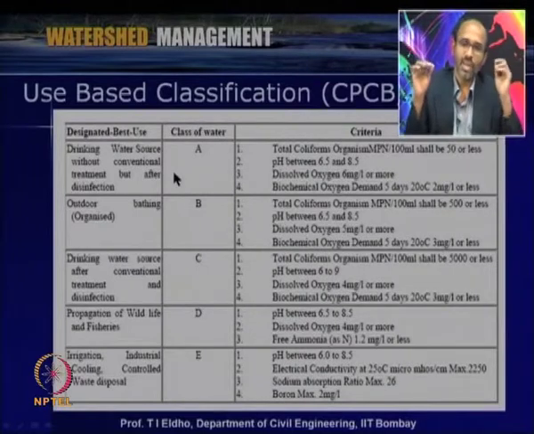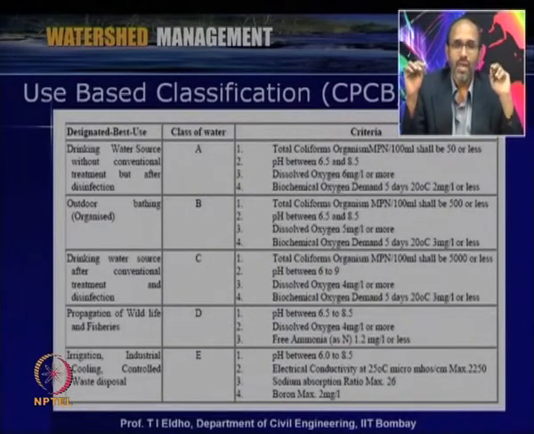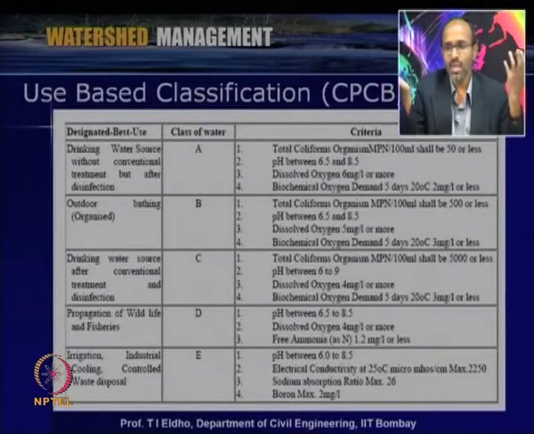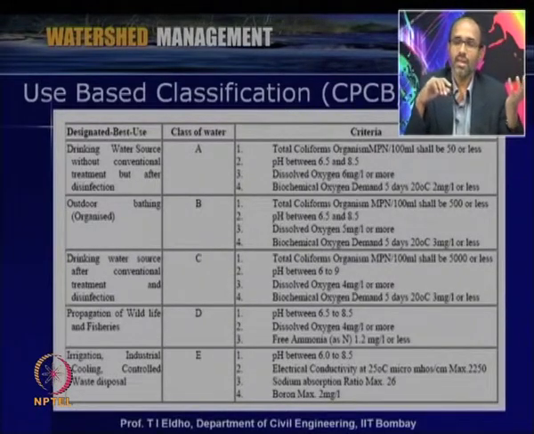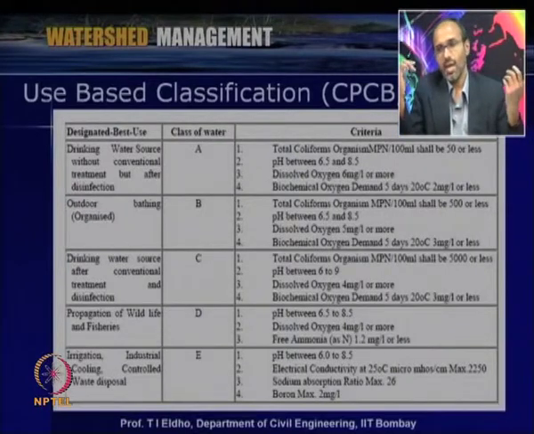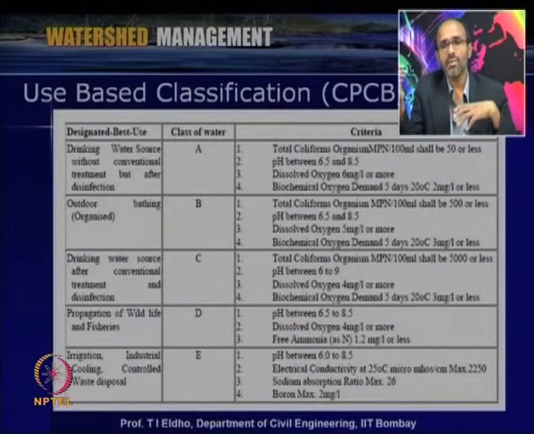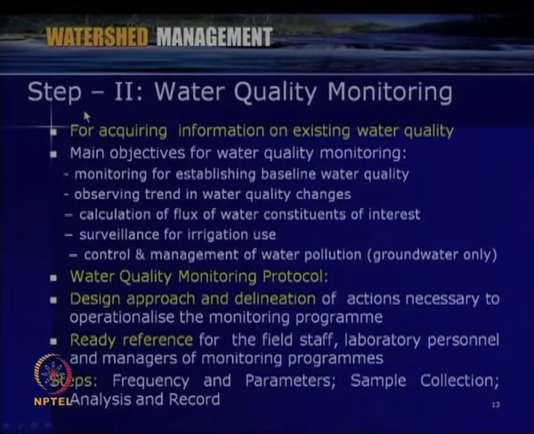So, like that, based upon the class of water, or based upon the source, or based upon the intended use, we can set the criteria, and accordingly the water quality goals in the first step we can set. That will be the deciding criteria at a later stage to see whether these quality goals are met or not met. So, that is about the first step.